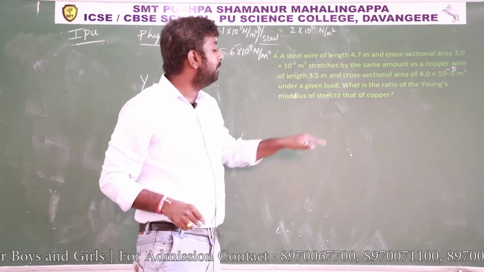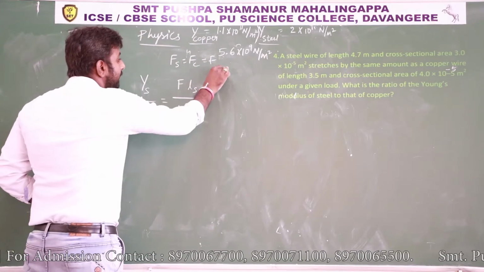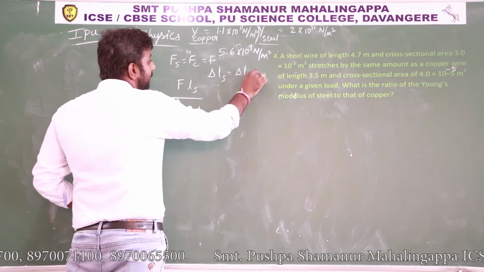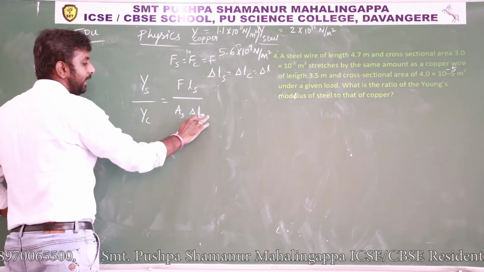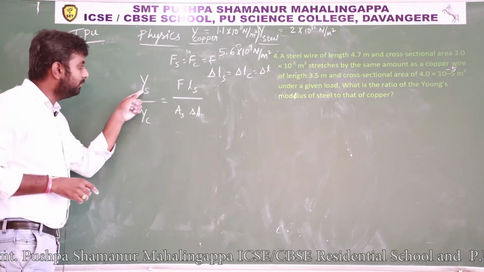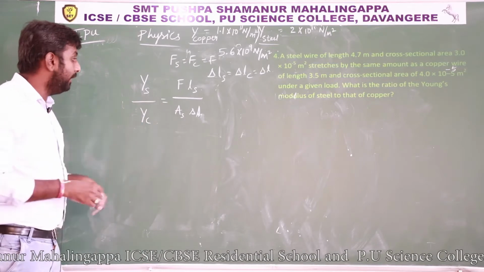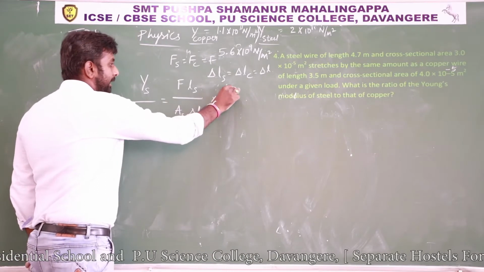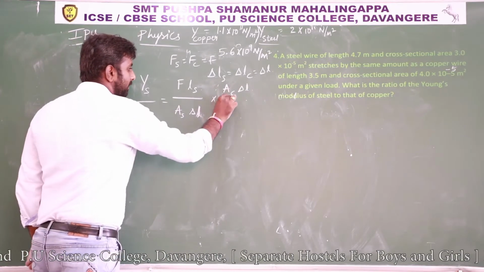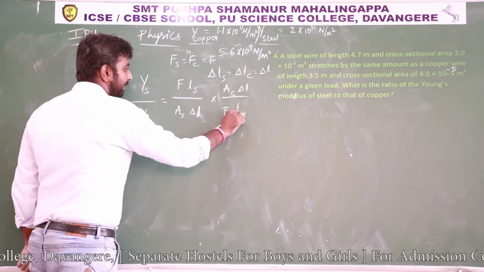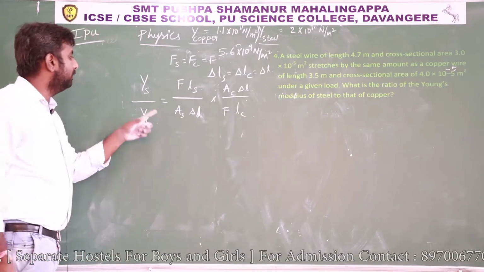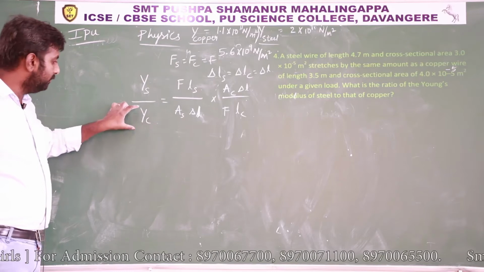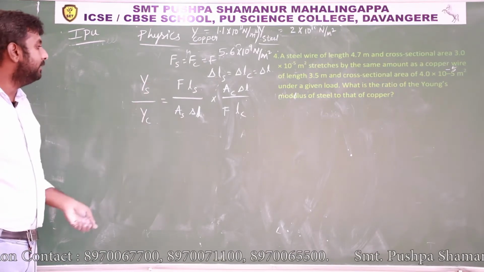Stretches by the same amount, which means the change in length in steel equals the change in length in copper, so I will consider it as delta L. I will not write delta LS. So this is the value of Ys. Similarly, if I write the Yc value, I will get AC delta L divided by FLC. So substitute the formula of Ys and the formula of Yc and divide, and you will get it in this format.